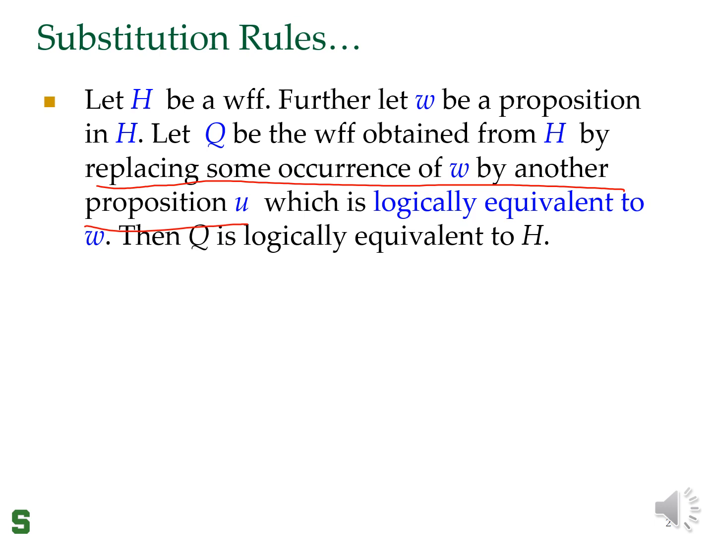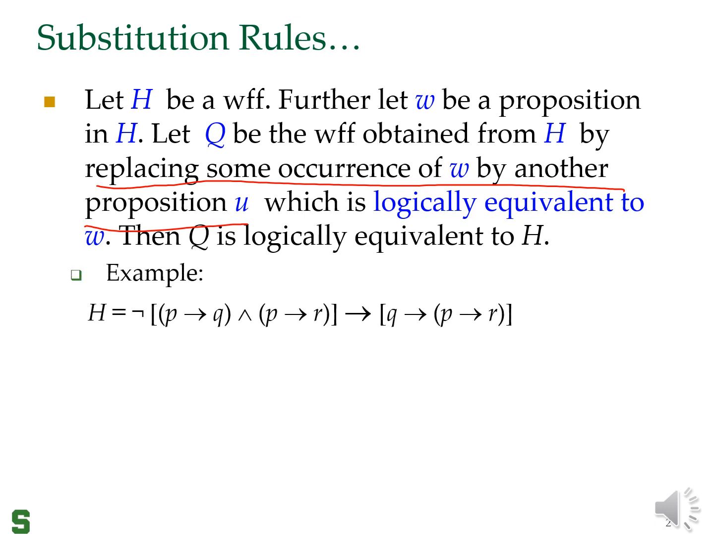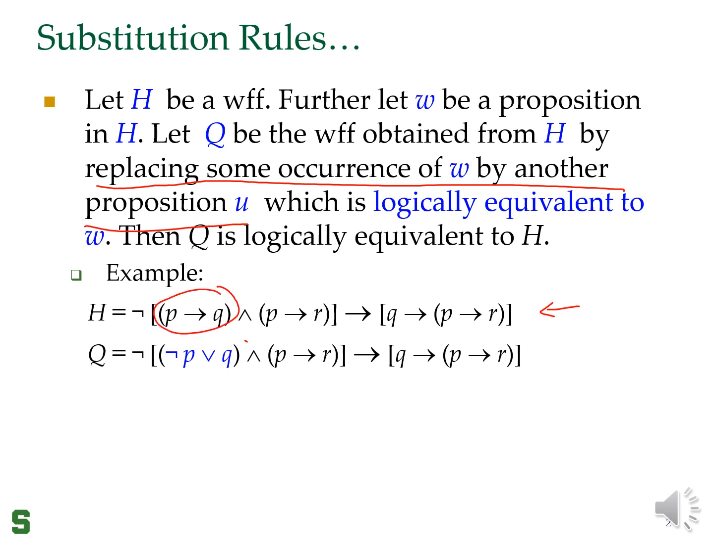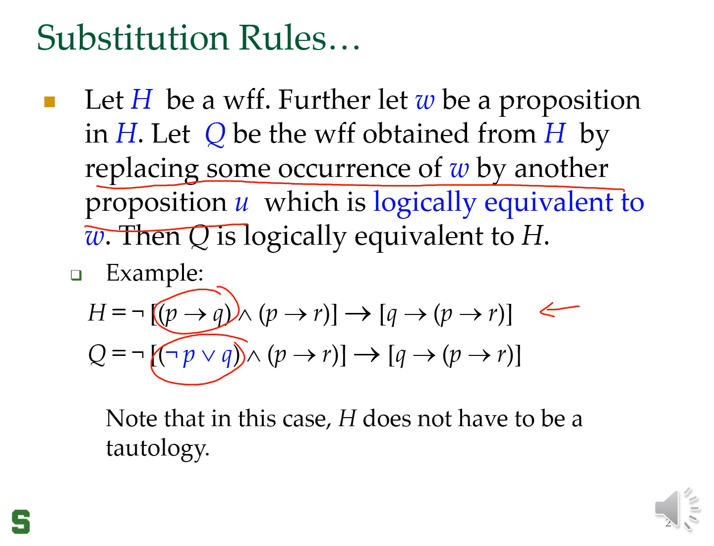Now this all sounds a little weird, so let's look at an example first. Here H is a formula. Note that H in this case does not have to be a tautology, it's just some formula. We are going to take Q, and replace this part by an equivalent formula. If we do that, then the formula that we get is going to be equivalent to H. Again, H does not have to be a tautology.